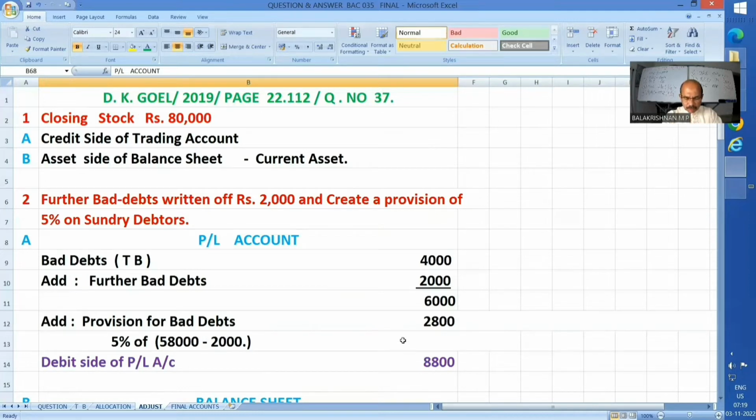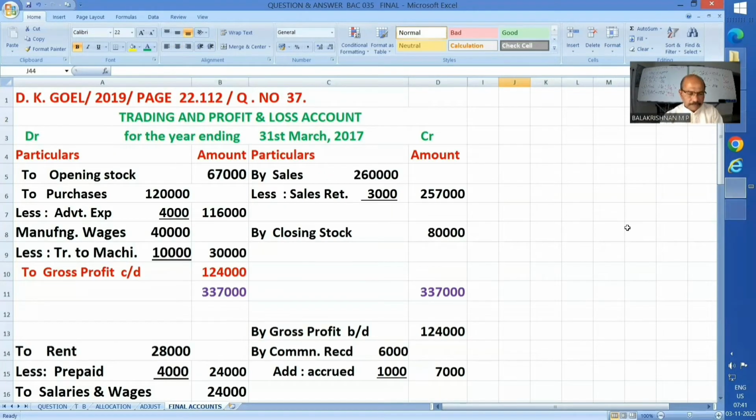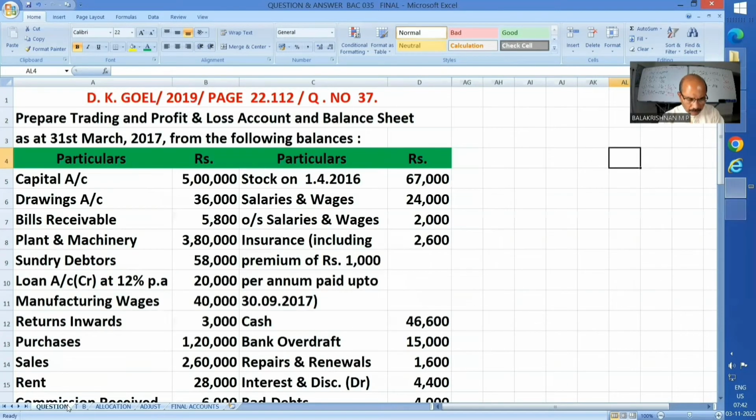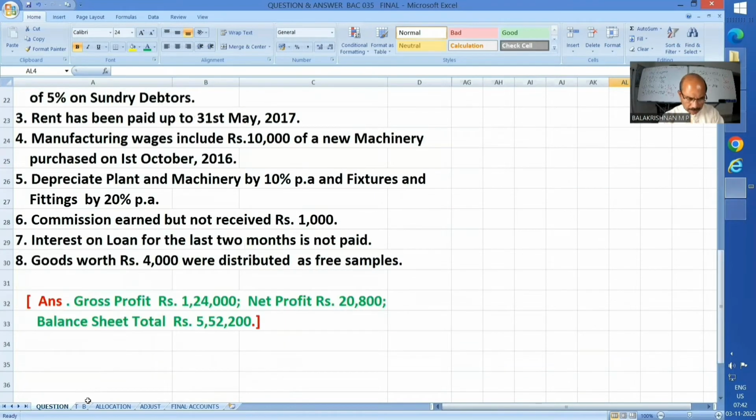Now let us move to the final accounts section, the trading account. Opening stock, given figure as it is; purchase, subject to adjustment; manufacturing wages also subject to adjustment. I have explained all these items just now. Sales, net of return; closing stock, given figure. So balance this account, we will get 1,24,000 as our gross profit. Okay, let us check it right now. Is it correct? Yes, it is correct.